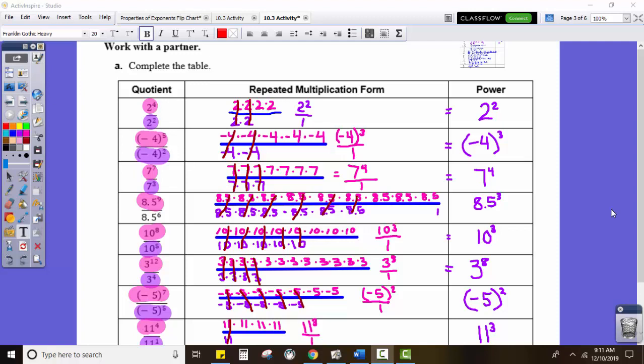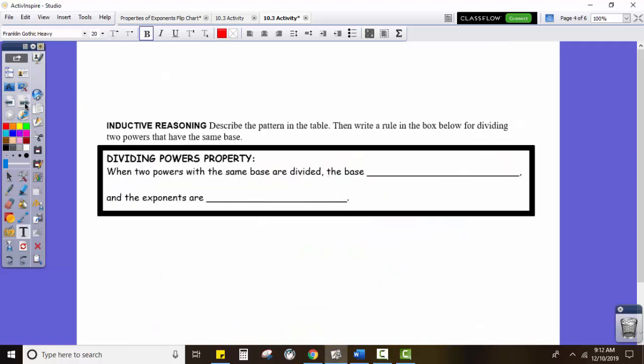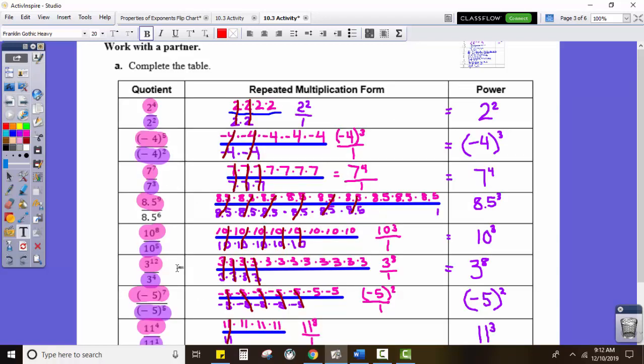And now we're going to try to look at a pattern here to notice what the rule would be for dividing powers. So it says describe the pattern in the table, then write a rule in the box below for dividing two powers that have the same base. So if we look at the last half of the table here, I'm looking at the powers of 8 and 5 and how that's related to 3. Or how does 12 and 4 relate to 8? Next one, how does 7 and 5 relate to 2? And last one, how does 4 and 1 relate to 3?